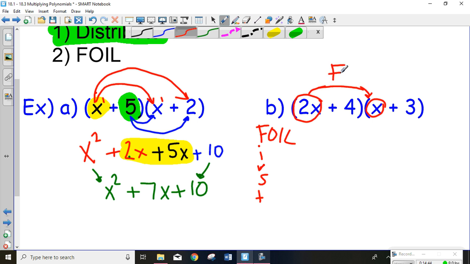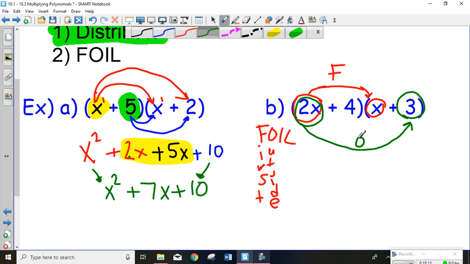That's my F. Now, O stands for outside. So in this case, I'm looking at the problem as a whole. Okay, and when I look at that, I'm asking for the outside two numbers. Well, in this case, the outside two numbers would be the 2x and the 3. So I'm multiplying those two together to give me my outside two numbers.